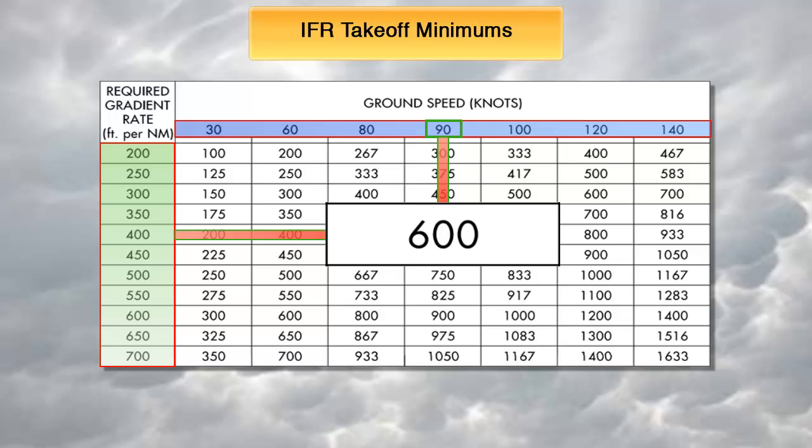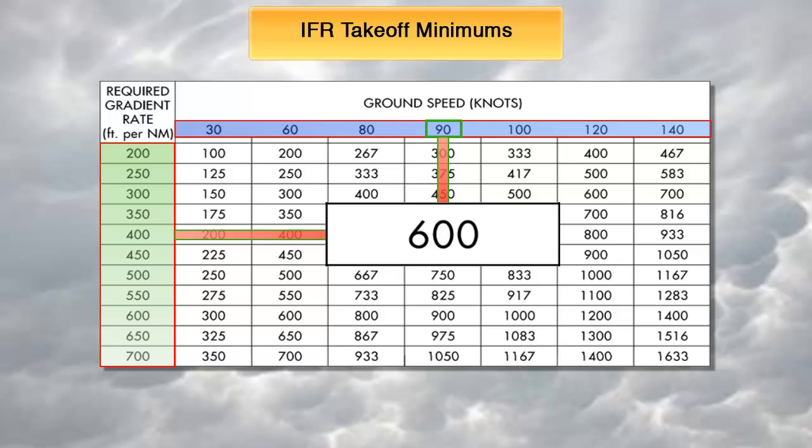If you do not have the table handy, if Vy of your airplane is close to 90 knots, you can always multiply the feet per nautical mile times 1.5. You're doing 1.5 miles per minute at 90 knots. At 120, you'd be doing 2 miles per minute. So if Vy is over 100 on your plane, then multiply that number times 2.